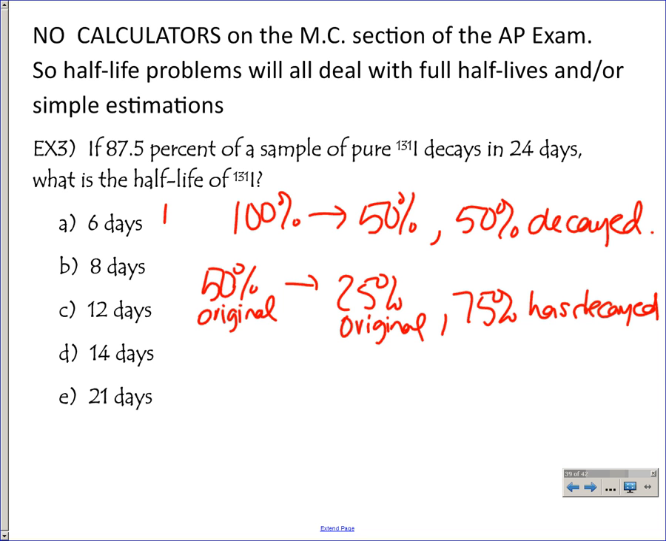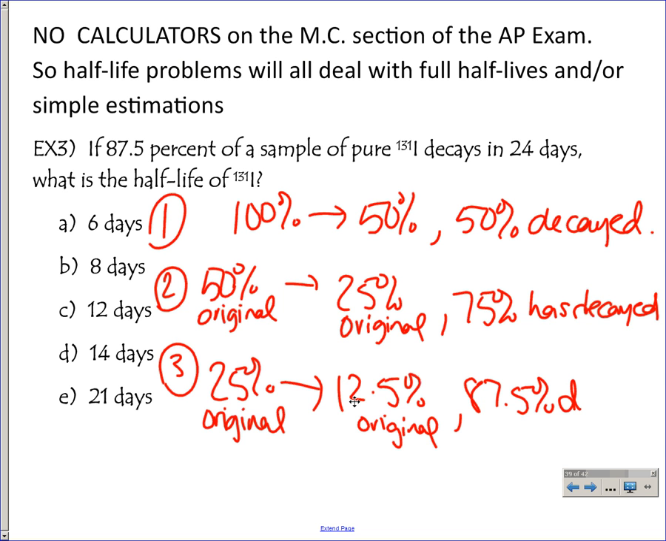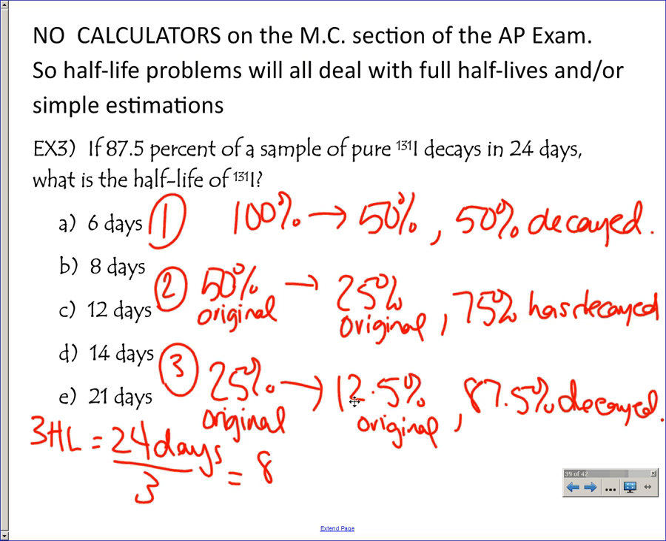Now, we've already gone through one half-life, two half-lives, and a third half-life would mean that half of that 25% of the original decays, that means 12.5% of the original still remains, which means 87.5% has decayed. At that point, you need to figure out how many half-lives have passed. 1, 2, 3. 3 half-lives have passed, making this a really simple calculation. 3 half-lives is equal to 24 days, so take your 24 divided by 3, which is equal to 8 days.